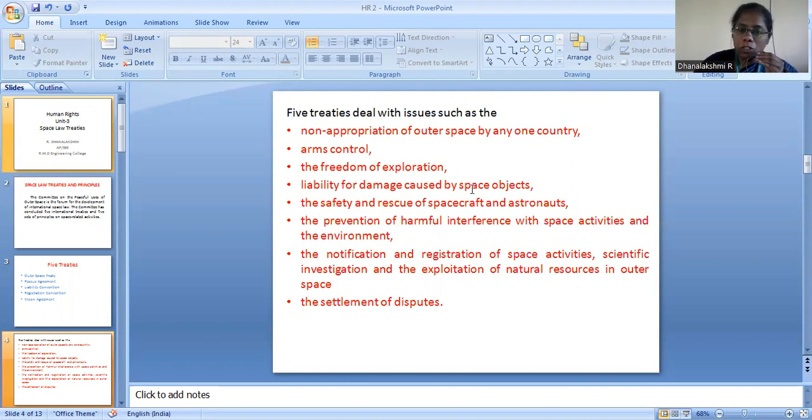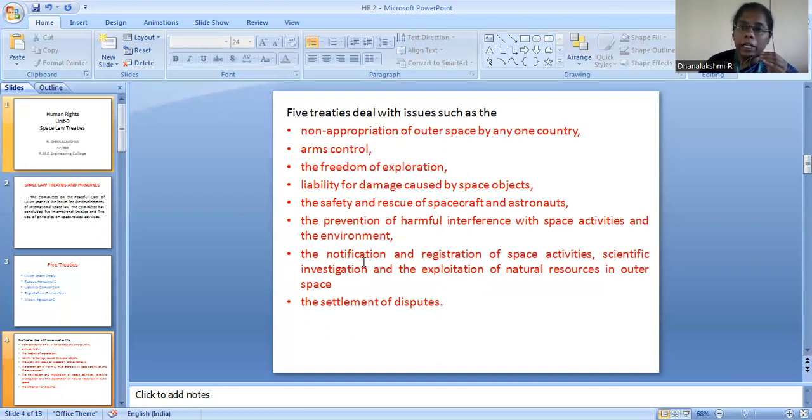Then the liability for damage caused by space objects. Any nation which causes damage in space is liable for that. Then safety and rescue of spacecraft and astronauts. We should be concerned with the safety and rescue of the astronauts who have been sent there, and also the spacecraft, and the return of launched objects which have been expelled. Then prevention of harmful interference with space activities and the environment. It should prevent harmful interference or activities carried out in space, to protect the environment. Then the notification and registration of space activities, because all things have to be registered.